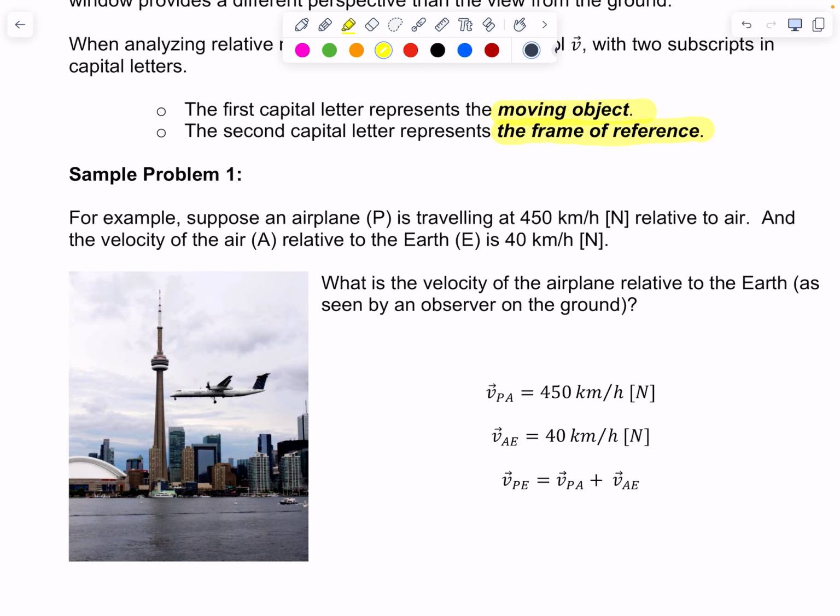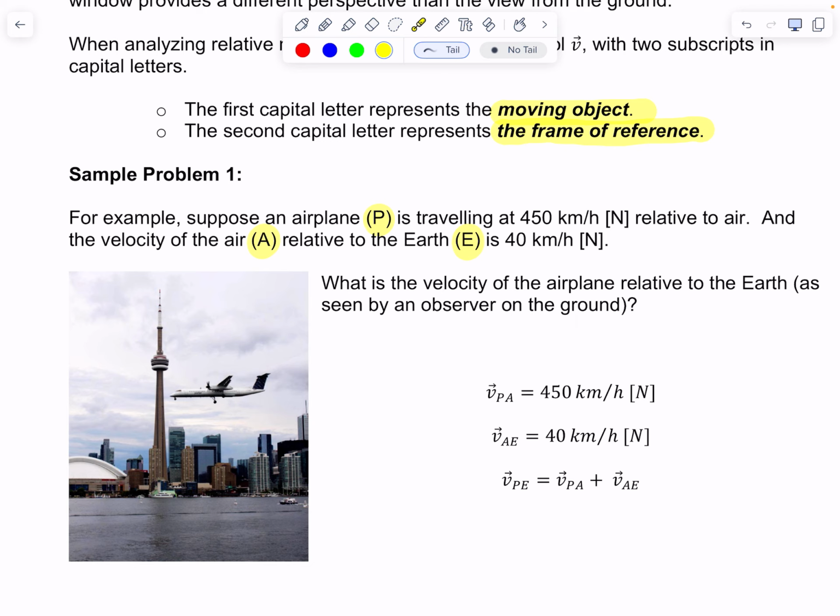Let's jump right in to sample problem number 1 and see this notation at work. For example, suppose an airplane, symbol P, is traveling at 450 kilometers per hour north relative to the air. And the velocity of the air, A, relative to the Earth, E, is 40 kilometers per hour. What is the velocity of the airplane relative to the Earth as seen by the observer?